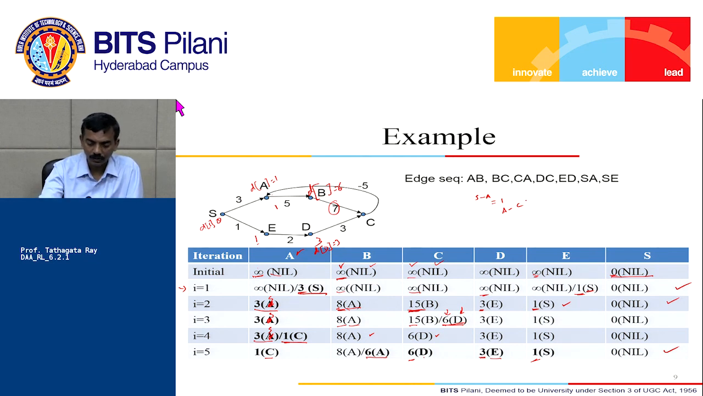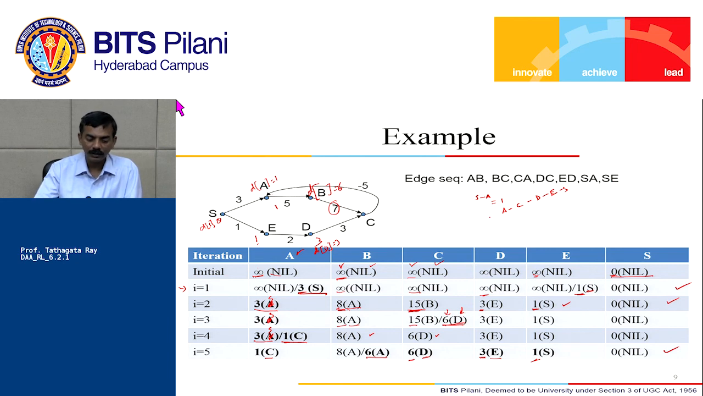Okay, so the parent is D. Fine. And then what is the parent of D? The parent of D is E. What is the parent of E? The parent of E is S. So the path to A is S to E to D to C to A.